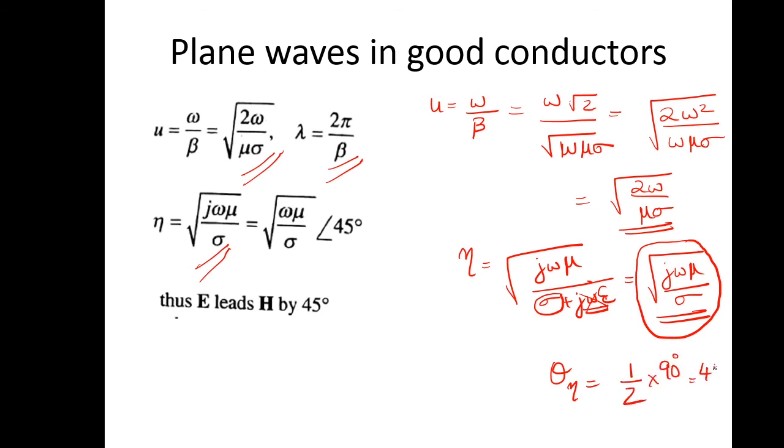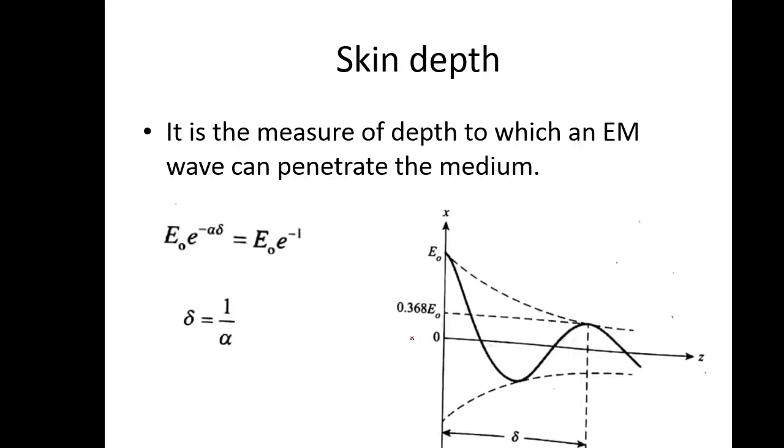That means 45 degree. So in case of a good conductor, theta eta will be 45 degree. And what is the significance of theta eta? E leads H by 45 degree or H lags E by 45 degree. So this you should remember, E leads H or H lags E by 45 degree. This is applicable only in case of good conductors.